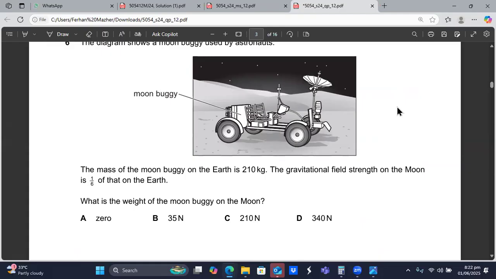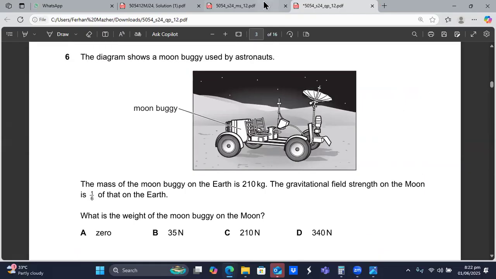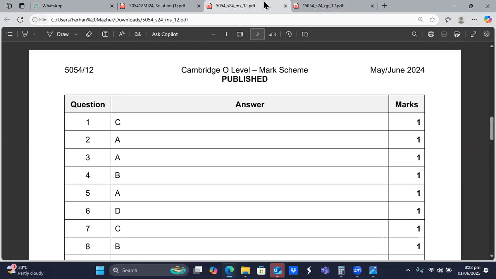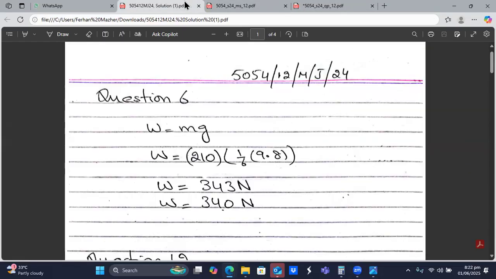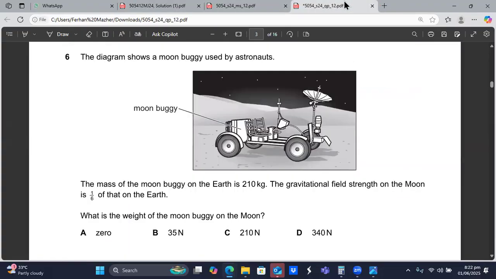And 340 Newton. D is the option, sir. Question number 6, D is the option. Our answer is right, and I can show you again how this is done. D is the right option.